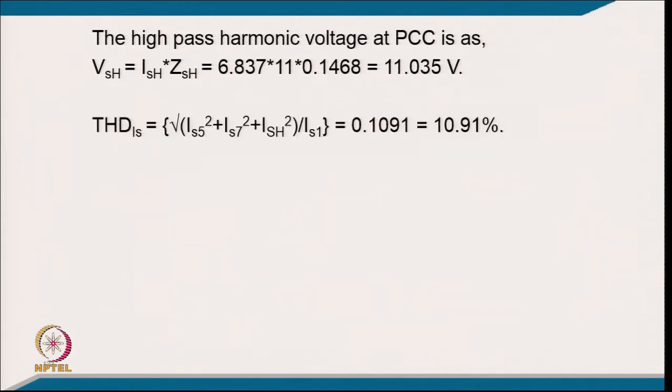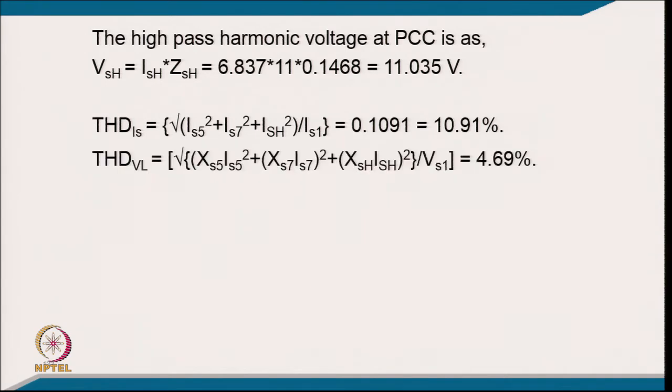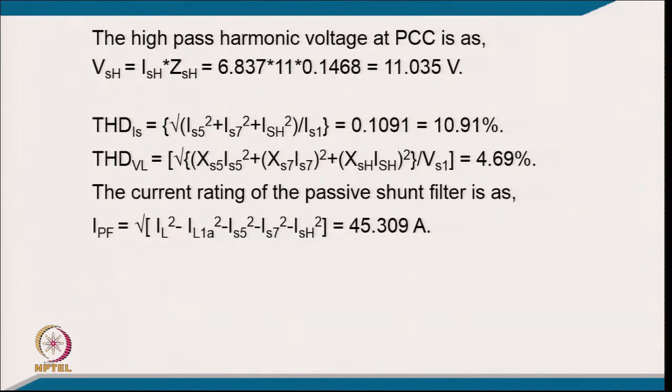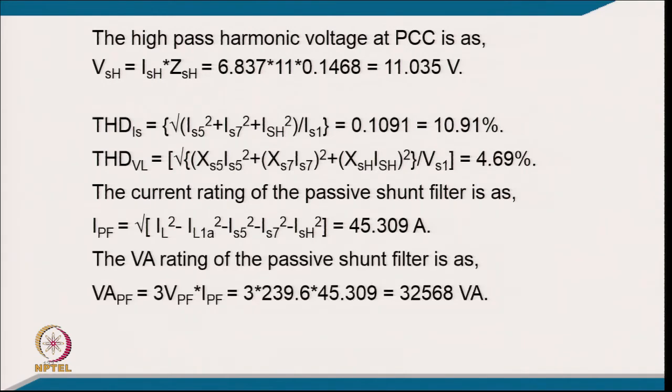The high pass harmonic voltage at the PCC is equal to ISH into ZH, and it comes 11.035 volt. The total harmonic distortion of the supply current, taking all harmonics divided by IS1, comes 10.91 percent, and the THD of voltage, again taking the voltage for all the harmonics, will be 4.69 percent. The current rating of the passive shunt filter is all the current going to the passive filter: the total RMS load current minus the fundamental active component, then the fifth, seventh, and ninth, and the high pass. So, it comes 45.309 ampere, and the VA rating of the passive shunt filter is 3 into VPF into IPF, and giving a value, it comes 32,568 VA.